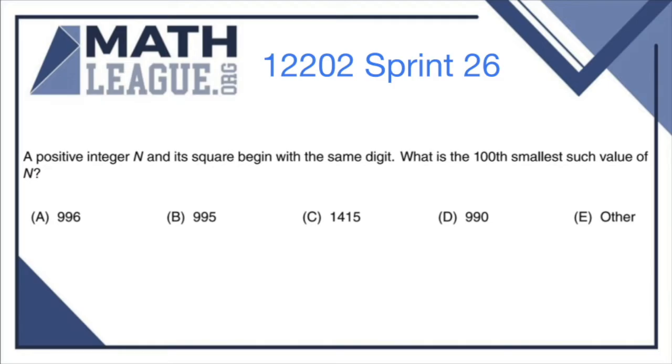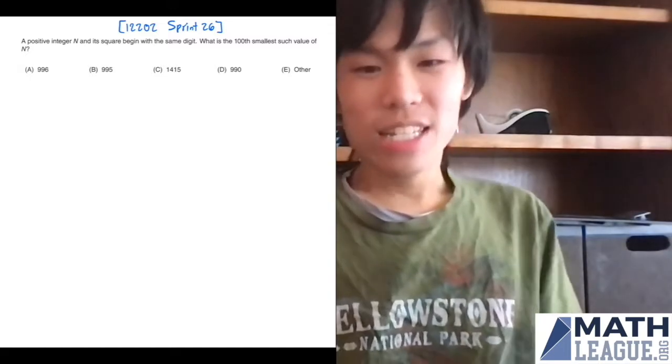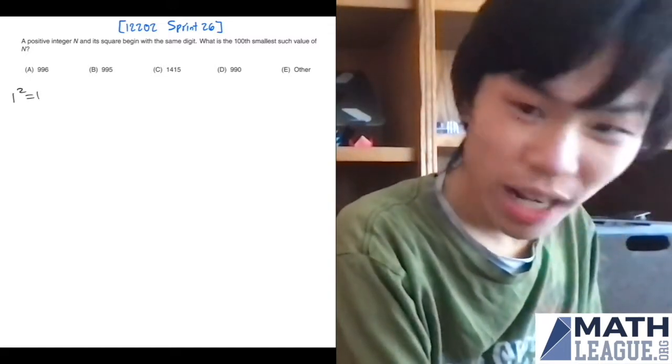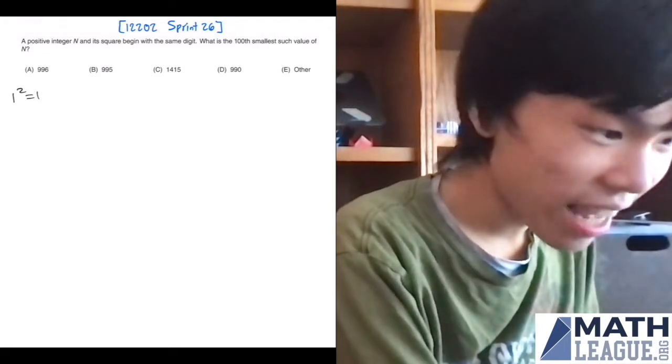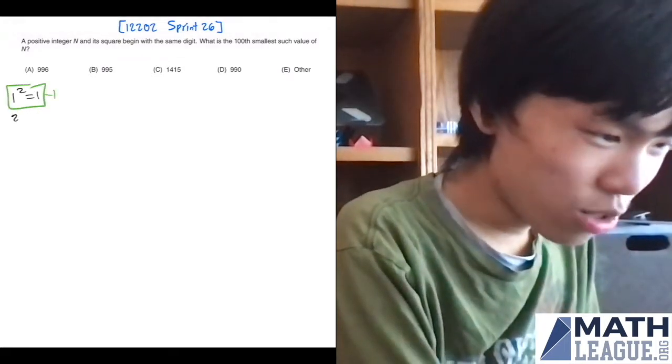Today, I'm going to find the 100th smallest positive integer n such that it and its square begin with the same first digit. So I'm going to start with the one-digit positive integers, starting with 1, because 1 squared equals 1. 1 does work, and I'm going to mark that as the first positive integer that works.